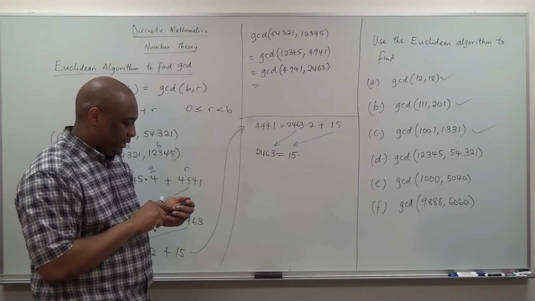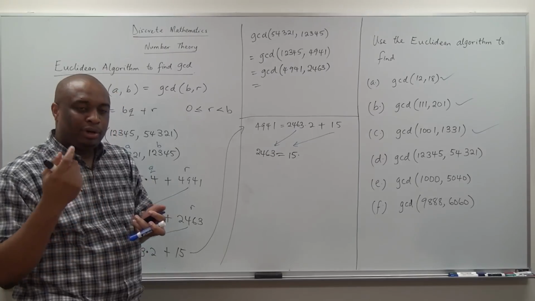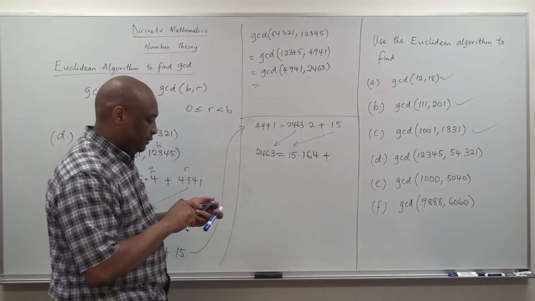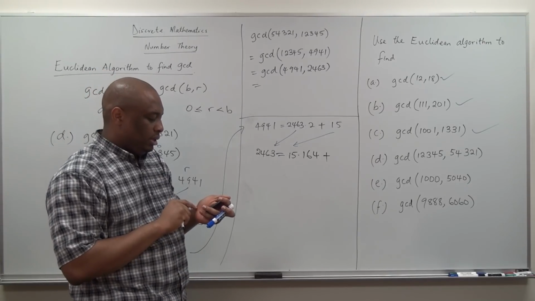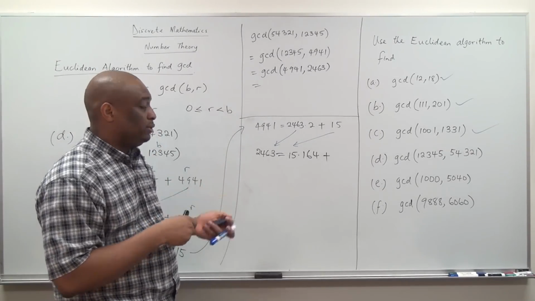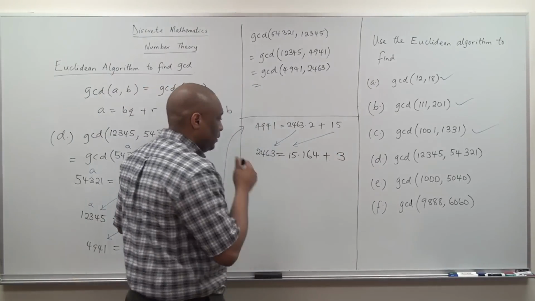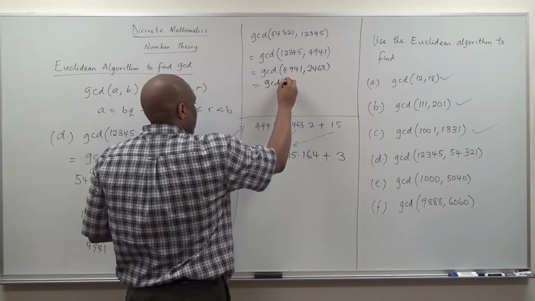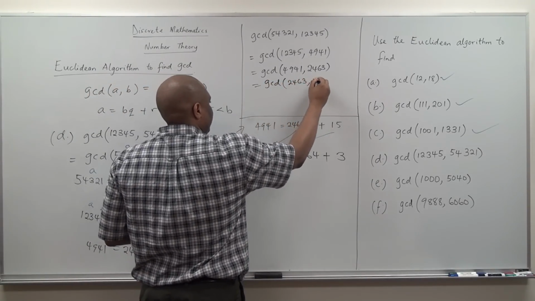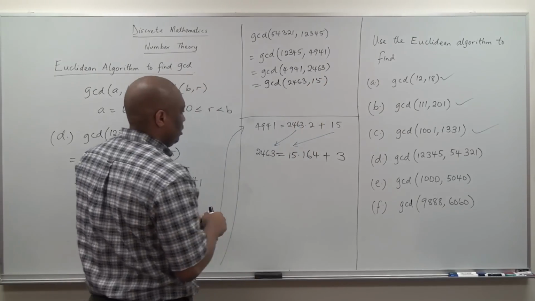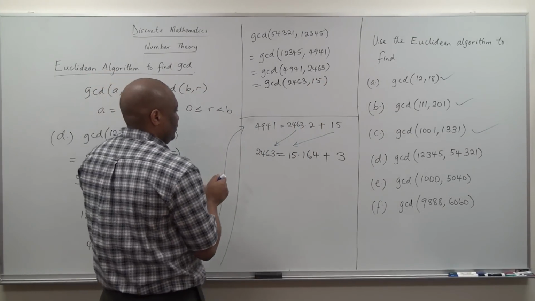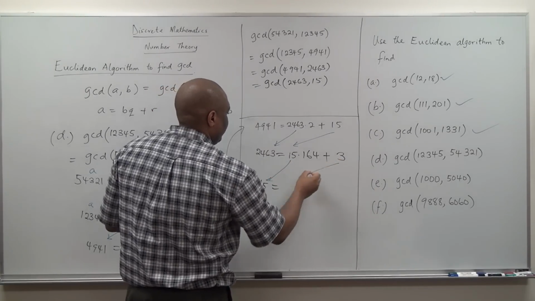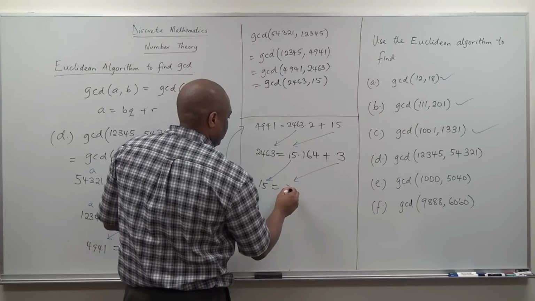So you now do 2463 divided by 15. It gives you 164.2. Get the integer part, 164. Then you do 15 times 164. It gives you 2460. Subtract it from 2463. It gives you 3. Then, of course, this is now GCD of 2463 and 15. Then you bring your 15 over here. Of course, 15 is equal to, bring your 3 here, 3 times.